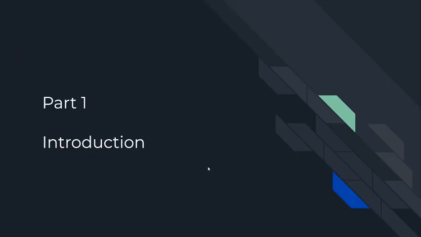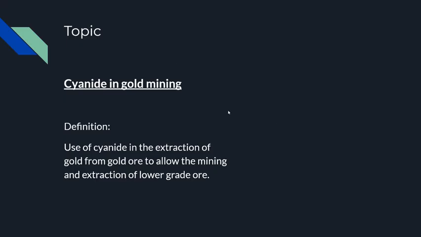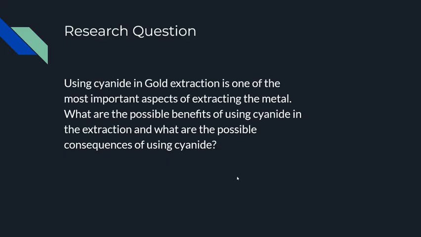Part 1, Introduction. Here's our research statement. Analyze, on the basis of research, various safety and environmental issues associated with chemical reactions and their reactants or products. Our topic is cyanide in gold mining, and this is a very brief description of what it is. We'll get into that later. It's using cyanide to help the extraction of gold from gold ore, and it allows the extraction of lower grade ore.